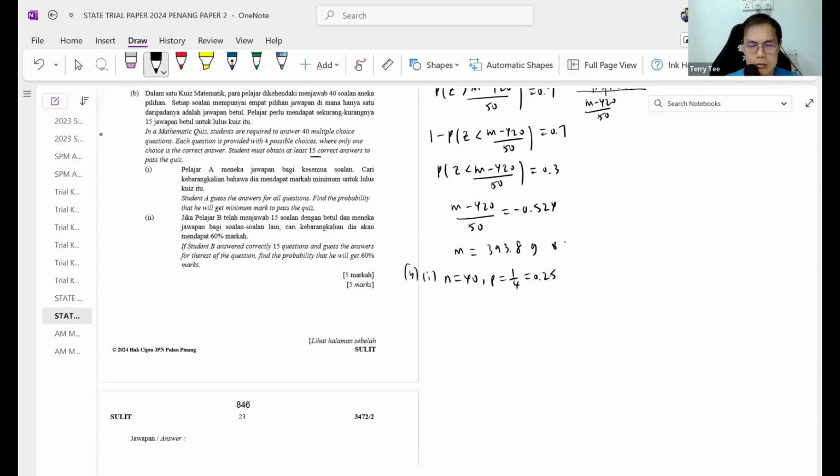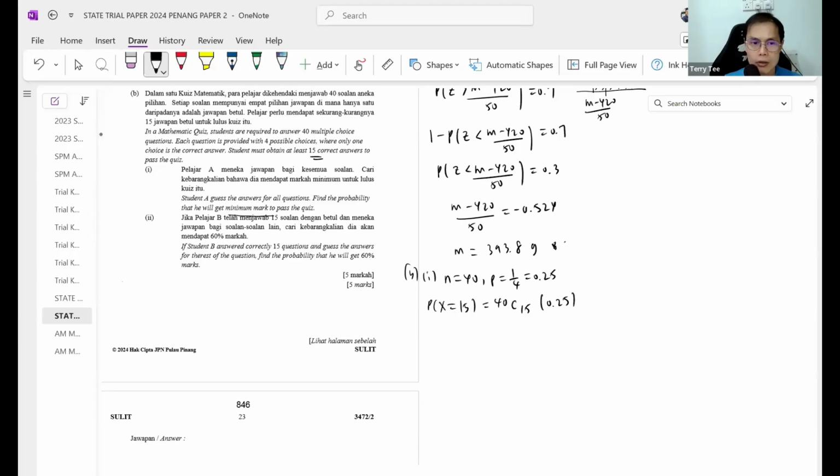It is also important that they say the student guesses, because if a student has knowledge about a certain subject like mathematics, the chances of getting the correct answer would be higher. In this case, you're guessing, so the chance is always 1/4 or 0.25. Now, find the probability he will get the minimum mark to pass. You need at least 15 to pass, so the minimum mark to pass is 15. That means if you get exactly 15 correct answers, you will pass. Just pass. So it's 40 C 15, times 0.25.